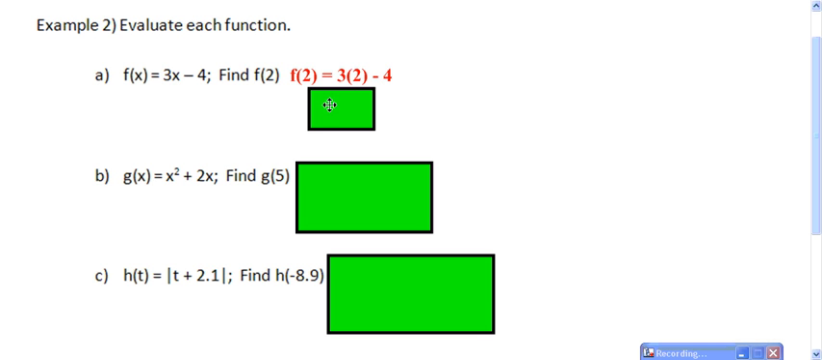So instead of 3x, we have 3 times 2. You would keep working down, solving. 3 times 2 is 6 minus 4, winding up with 2. So your answer in A is 2.